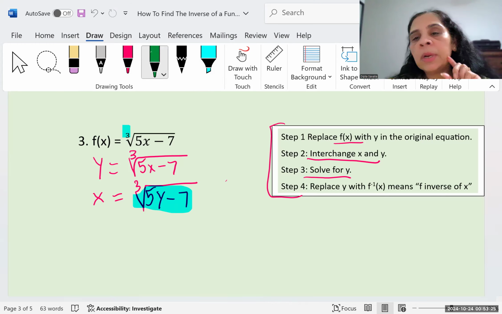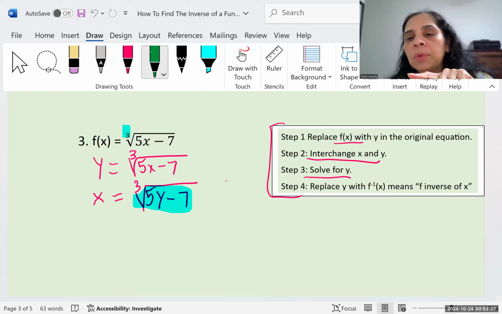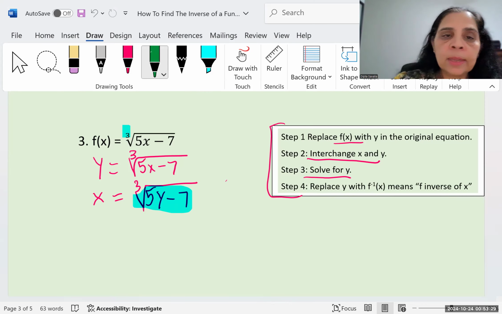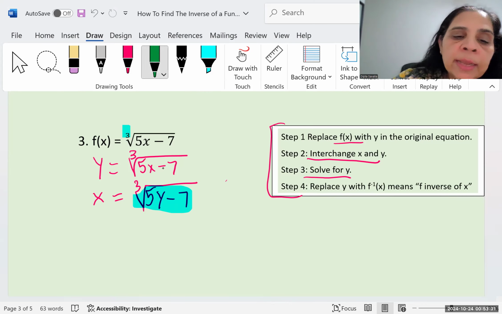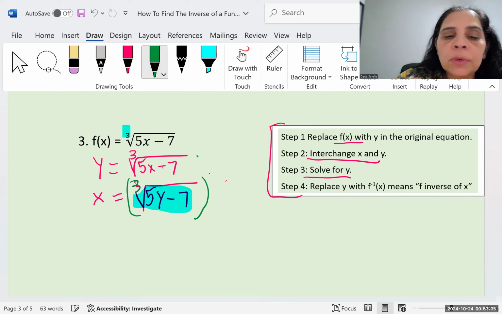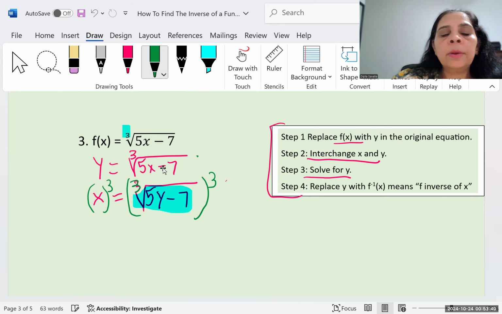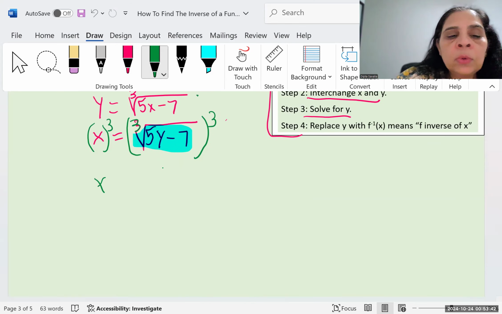Remember, whatever root we have, that many power we need to do on both sides. We can see we have index 3, so we have to do power 3 on both sides. All right, so x cubed equals. Now this index 3 and power 3 cancel out. What's left over is 5y minus 7.